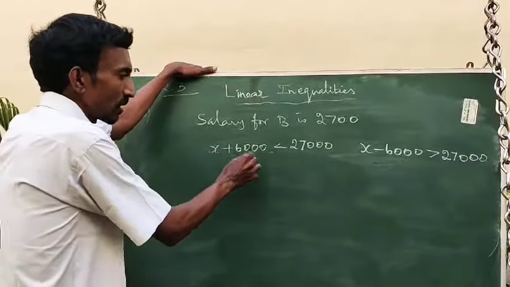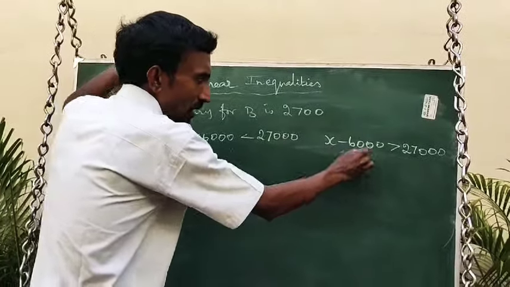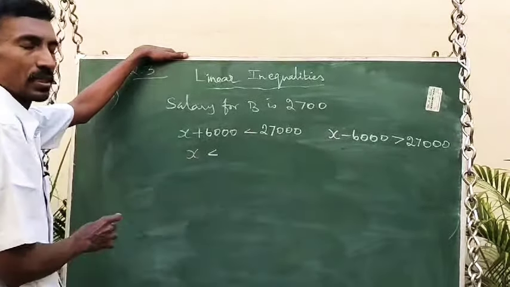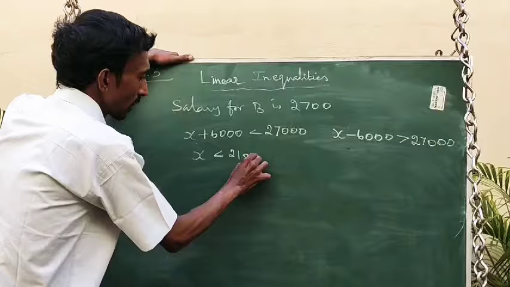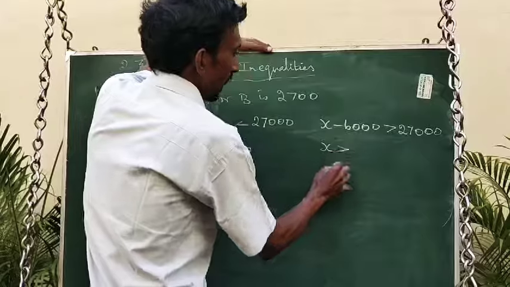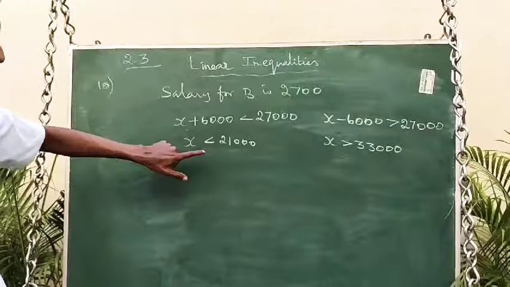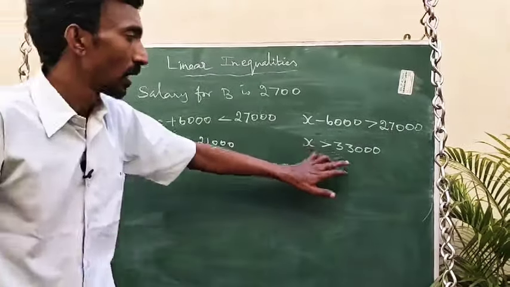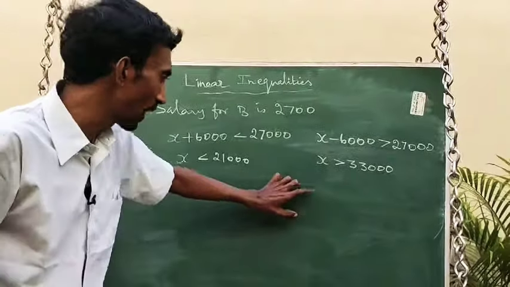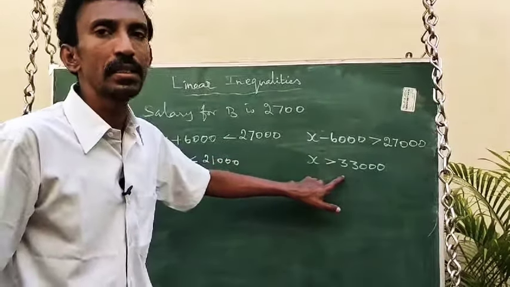So either X plus 6,000 is less than 27,000, or X minus 6,000 greater than 27,000. So X less than 27,000 minus 6,000, 21,000, or X greater than 33,000. So A's salary may be less than 21,000 or greater than 33,000. This is the required answer. A's salary, you have to conclude here. A's salary is either less than 21,000 or greater than 33,000.